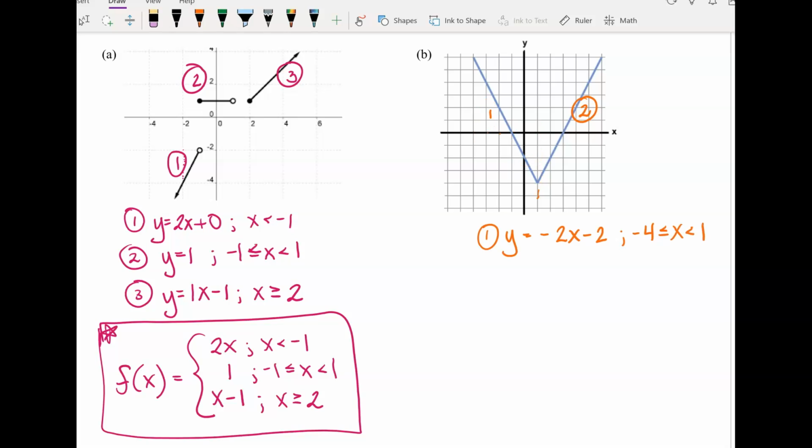Now, if you're asking yourself, why did she do less than 1? We don't actually know. That's a great question. The reason is because we don't know which piece has the open circle and which piece has the closed. What we know is there are two pieces connected at the same point. So definition of a function is that the x values cannot repeat, right? All of our domain elements have to be unique.